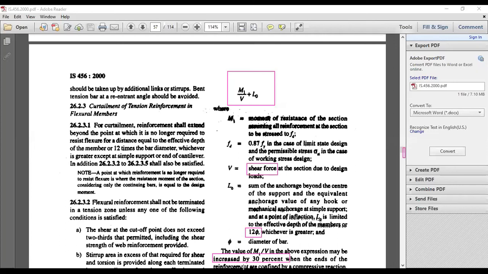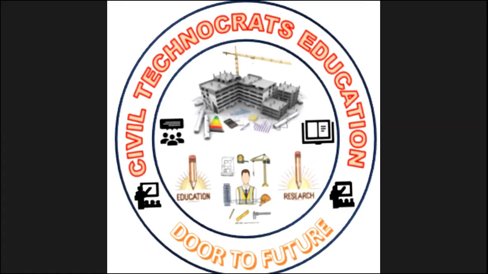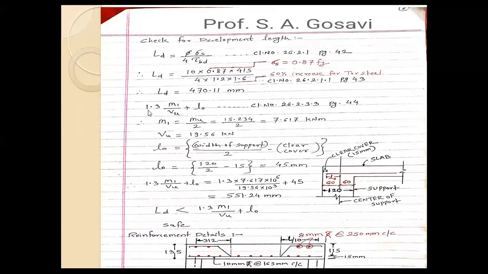This applies when the ends of the reinforcements are confined by compressive reaction. So now here we are always going to the safer side, even though we have increased each and every value, that is M1 upon V, by 1.3. So from this, if we come back to our PowerPoint presentation, see here, it is given directly.